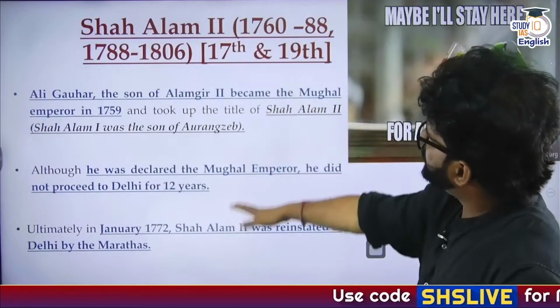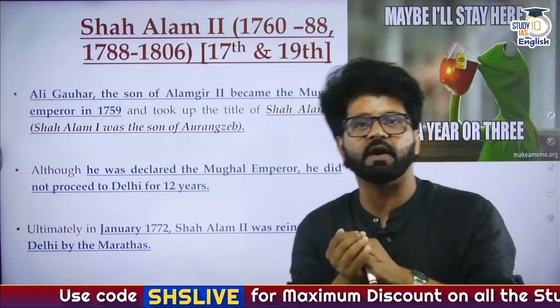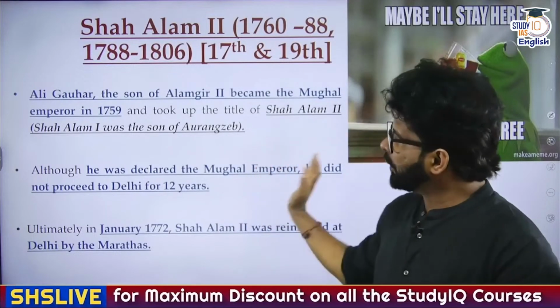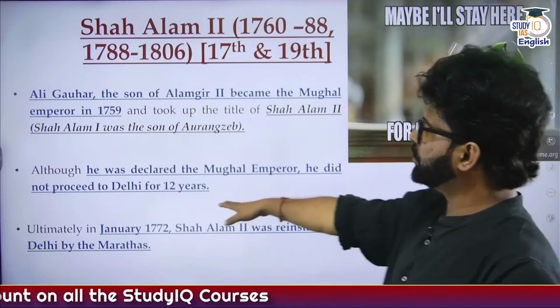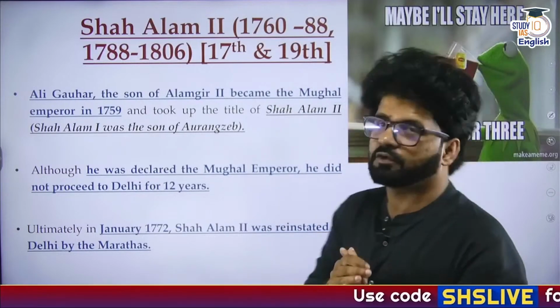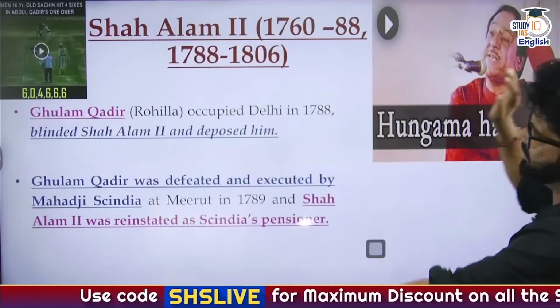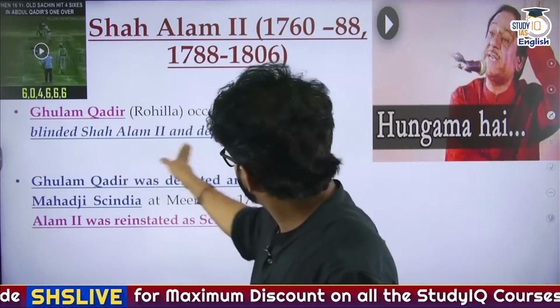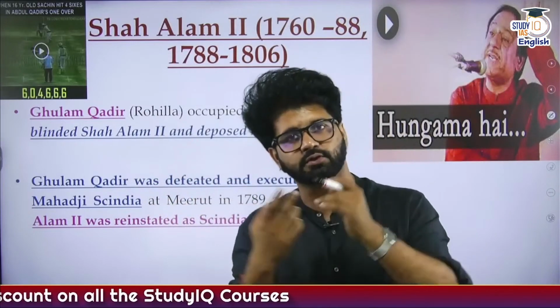So again, this is about Shah Alam II, and these are some of the slides which we have taken from the later Mughal rulers. You can go back and revise that particular lecture, what happened to him, how he did not go to Delhi for 12 years, and during a certain portion of that time he was in the Allahabad, Kora region, and then he was reinstated in Delhi by the Marathas. Ghulam Qadir occupied Delhi and blinded Shah Alam II. The thing which he feared the most actually happened to him.